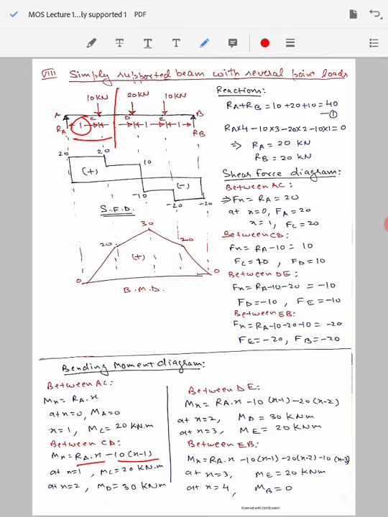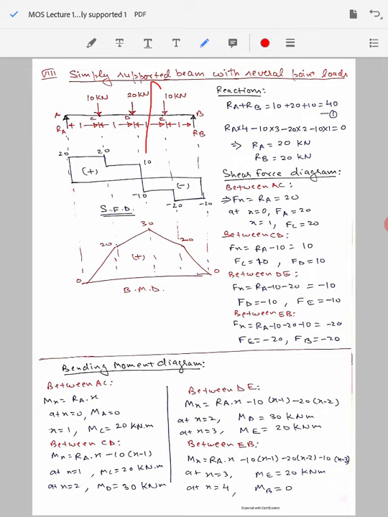And then you evaluate this equation for x equal to 1 and x equal to 2 for both ends C and D, and you get the value of MC as 20 kilonewton meter and MD is equal to 30 kilonewton meter. Then the next section will come, and you cut the beam between D and E.